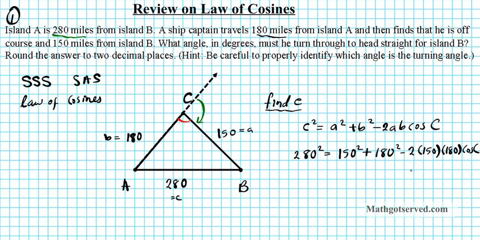All right, so let's get cosine C by itself. To get cosine C by itself, all we have to do is subtract these two squares from both sides of the equation. So we have 280 squared minus 150 squared minus 180 squared. And then we're going to divide both sides by negative 2 times 150 times 180. If we divide both sides by that expression, it shifts to the other side of the equation. We have negative 2 times 150 times 180.